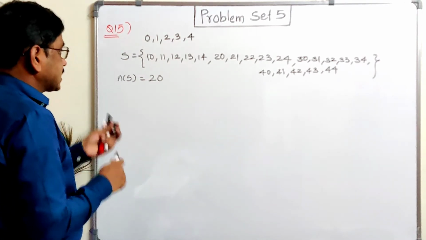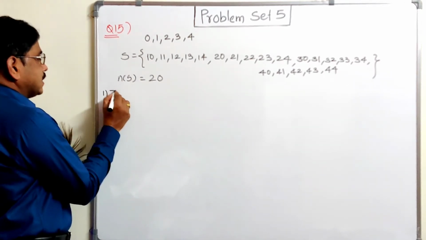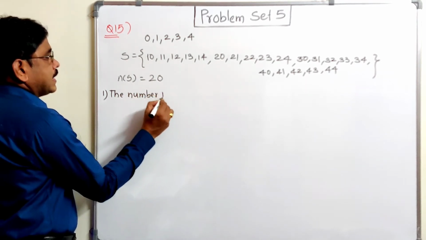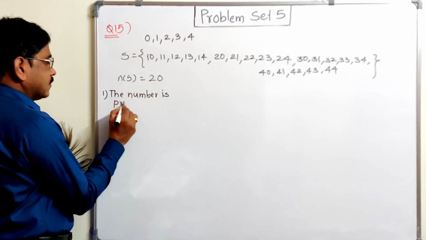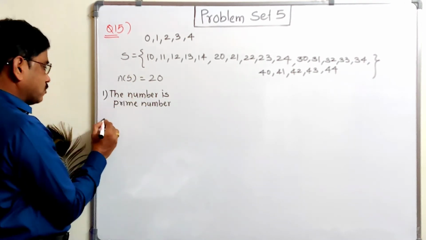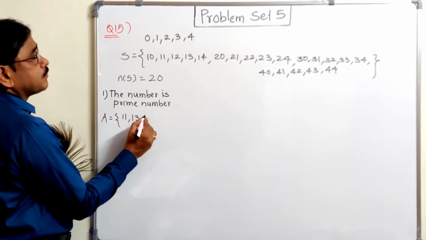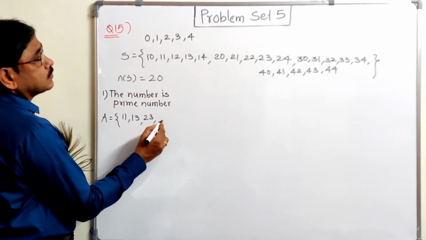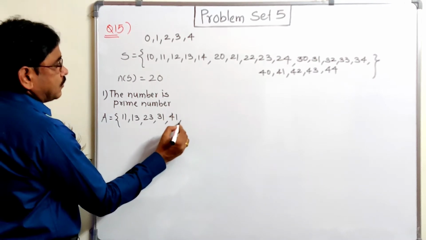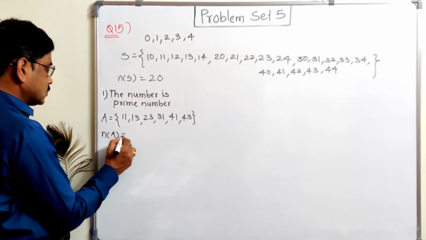Now write first case. तो we get S and NS. तो पहला केस क्या दिया है? The number is prime number. तो प्राइम नंबर कौन कौन सा इसमें लिखो? 11, 13, 23, उसके बाद 31, then 41 and 43. These are the prime numbers. So NA is equal to 6.